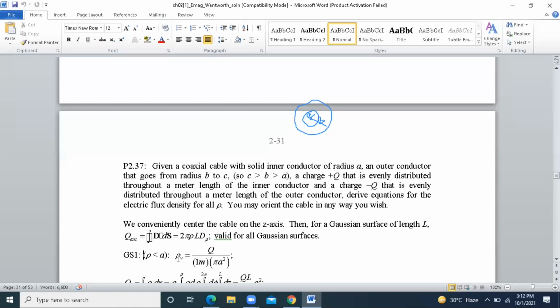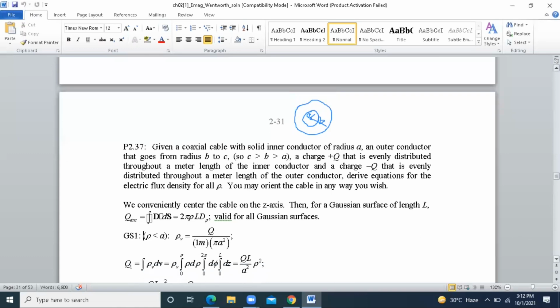Yes, I know. Yeah, sir. That makes sense. I just don't know why I'm integrating the density first.